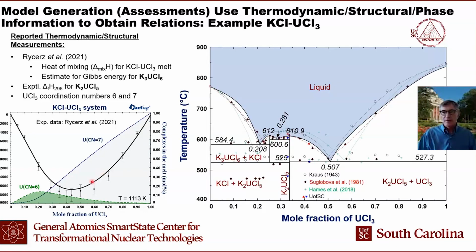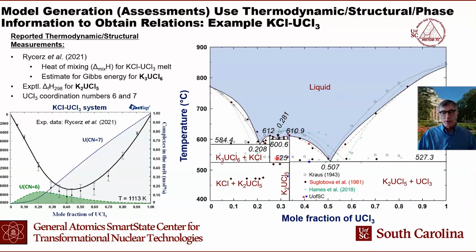And here is the phase diagram for potassium chloride, uranium chloride. We have a number of reported diagrams, some somewhat better than others. You see a lot of data points on there. Most of those are differential scanning calorimetry measurements that are looking at melting points and transition temperatures. And we are able to see both the K2UCl5 and the K3UCl6. That's 5 and that's 6 here, and appropriately reproduce their melting points and the phase equilibria.